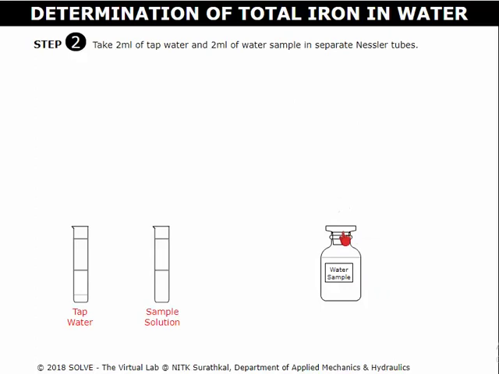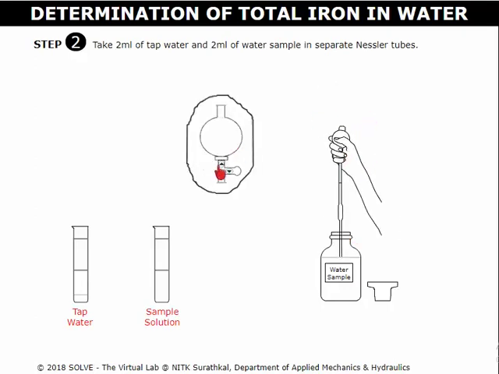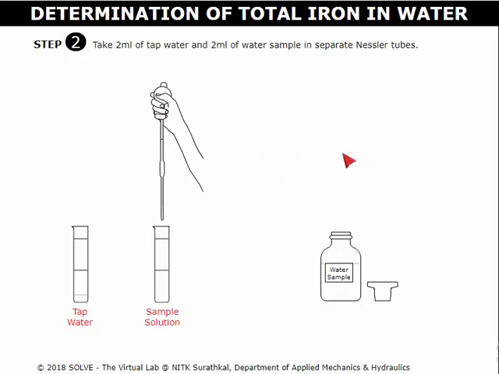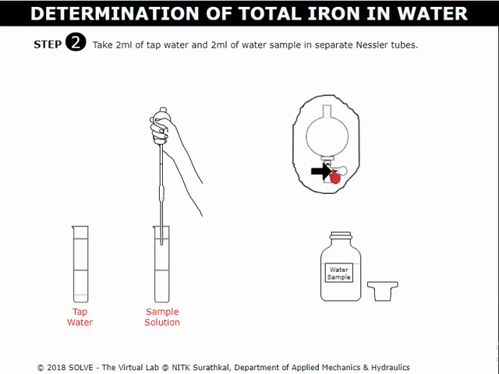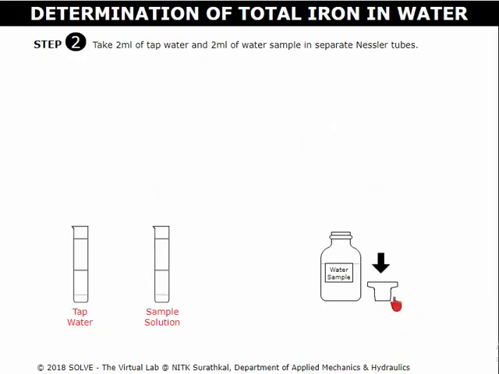Click here to open the bottle of water sample. Click on the pipette to insert it into the water sample. Click here to pipette 2 ml of water sample. Click on the downward arrow to release the water sample into the Nessler tube. Close the lid.